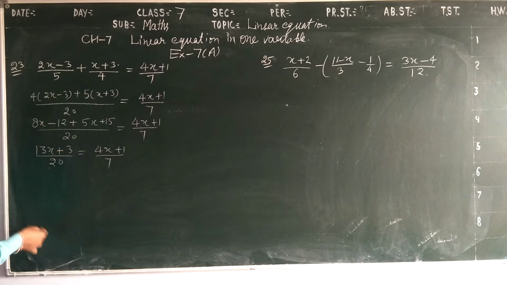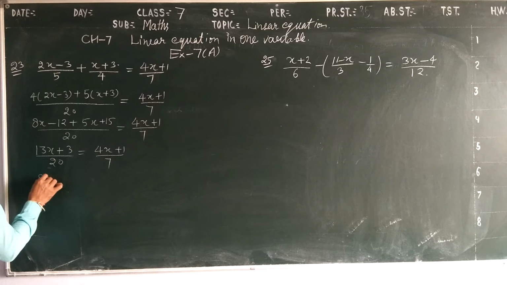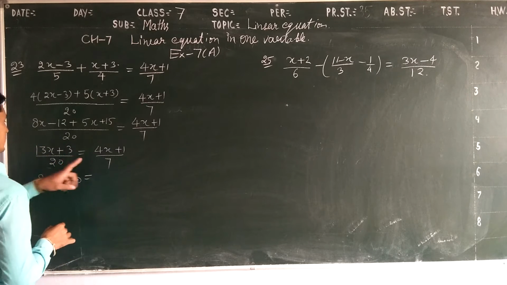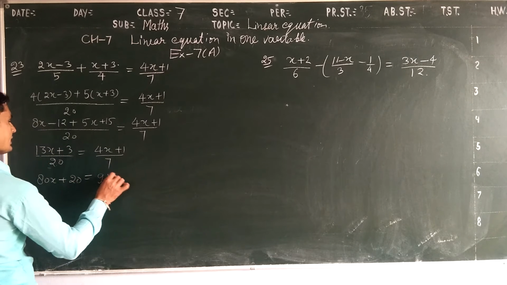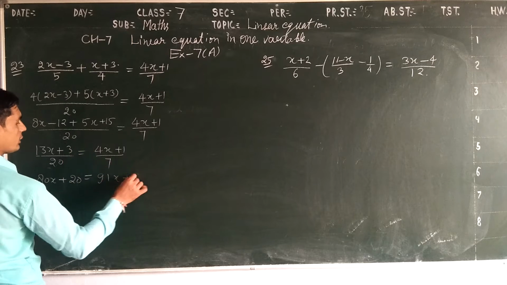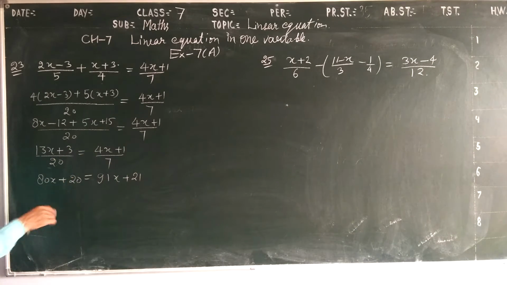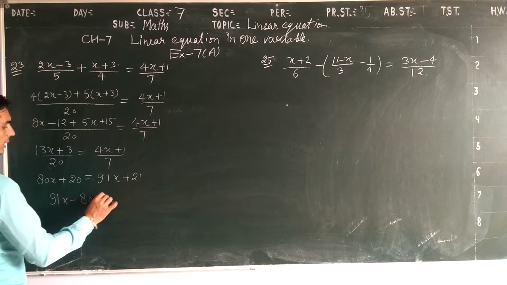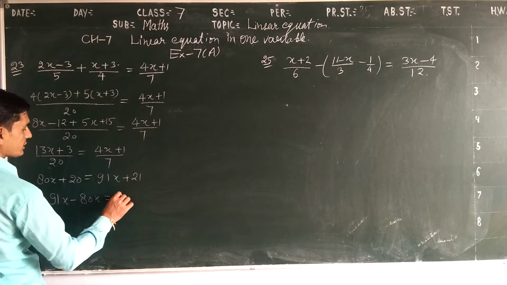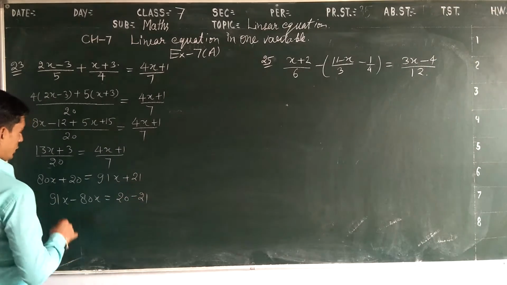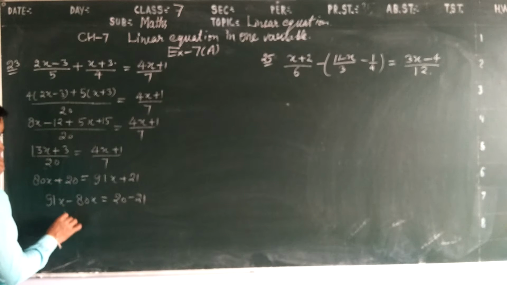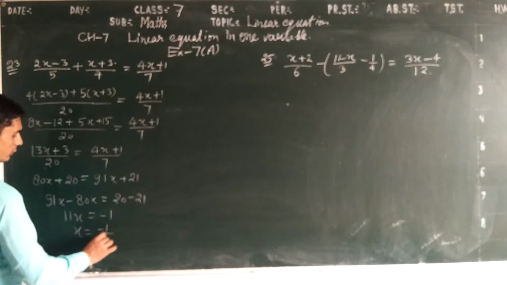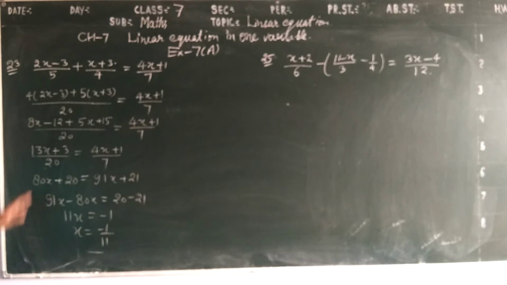By cross multiplying, 24 the 80x plus 21 the 20 as it is; 7 13s are 91x and 7 1s are 7, 7 3s are 21. So arrange the like terms: 91x minus 80x equals, we take 20 to this side and 21 to that side, 20 minus 21. So 91x minus 80x is 11x, and here minus 1. So the value of x equals minus 1 upon 11.